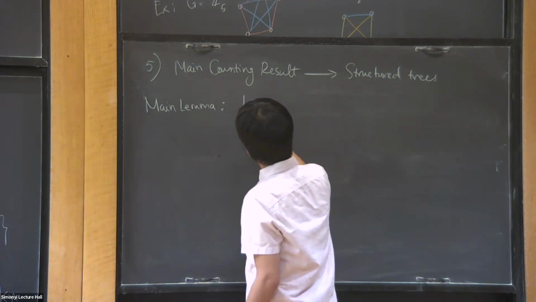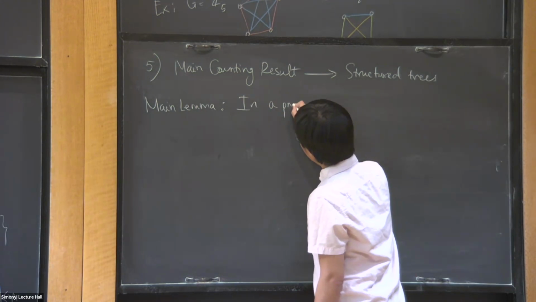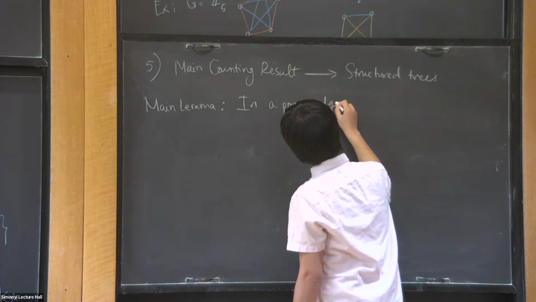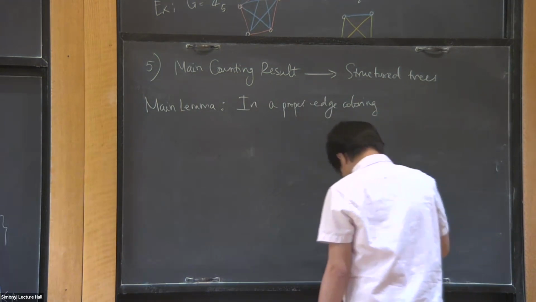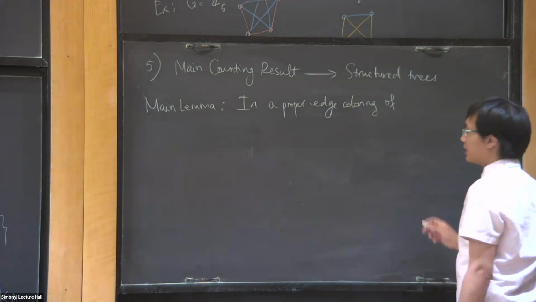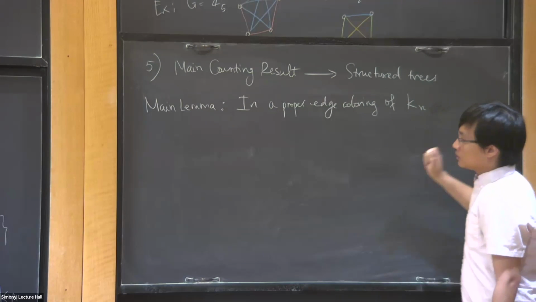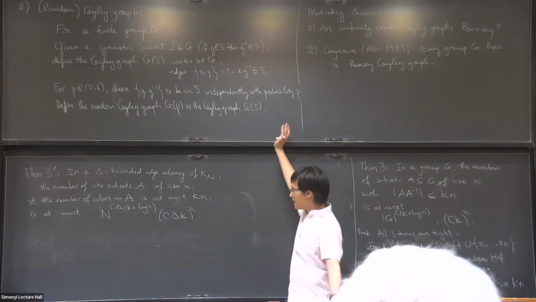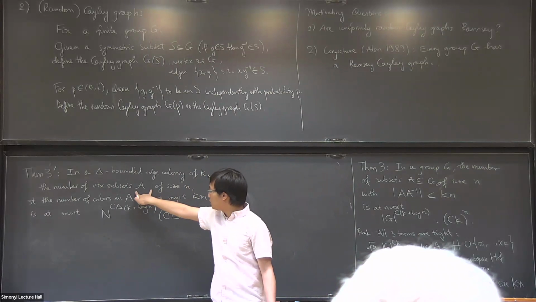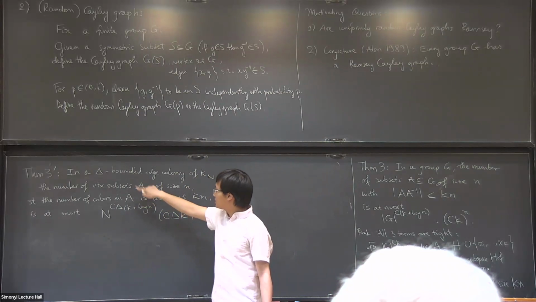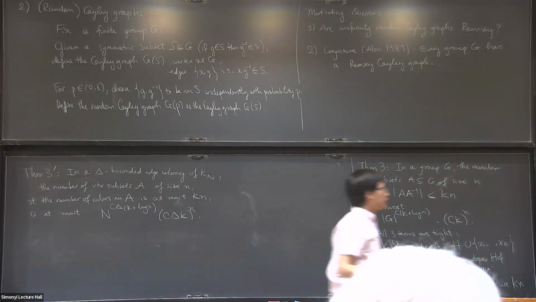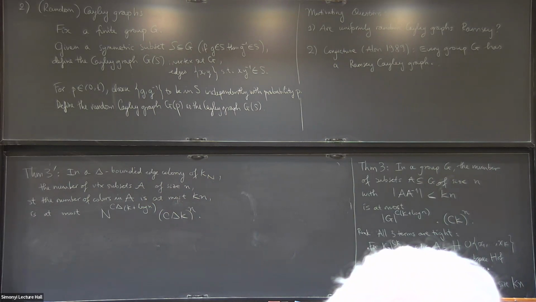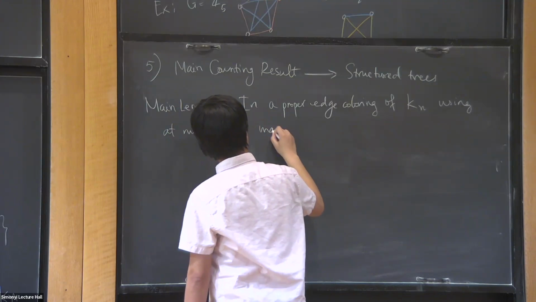So what is this main lemma? So in a proper edge coloring of K little n, so we are thinking that now we are forgetting about the environment, all of the remaining vertices in K of big N. We're just focusing on what the edge coloring is doing on this specific subset A of size little n. So now we have a proper edge coloring of K little n using a small number of colors. That's our hypothesis. Using at most k times little n many colors.